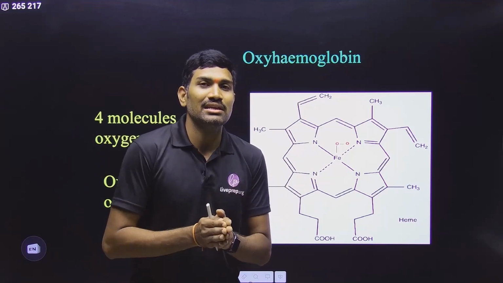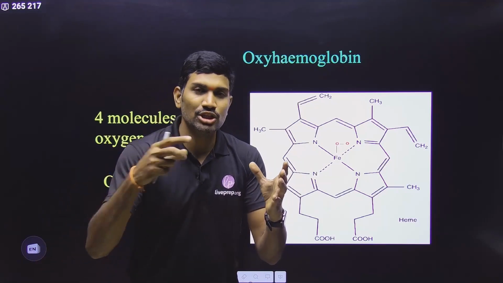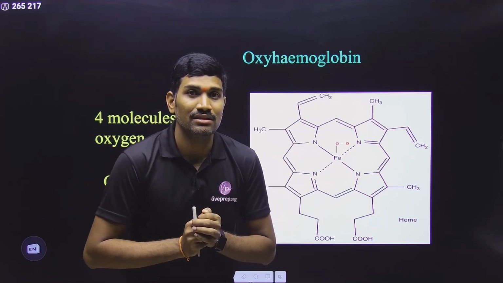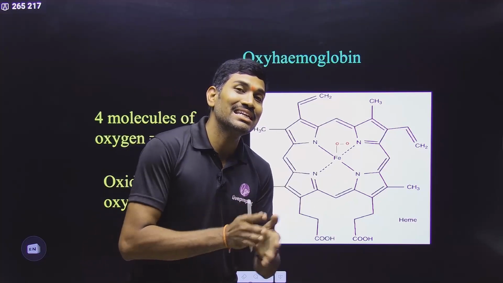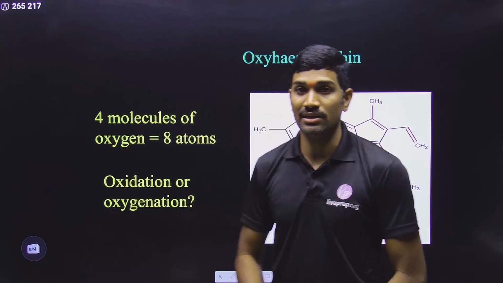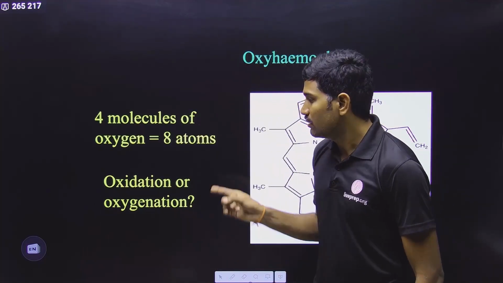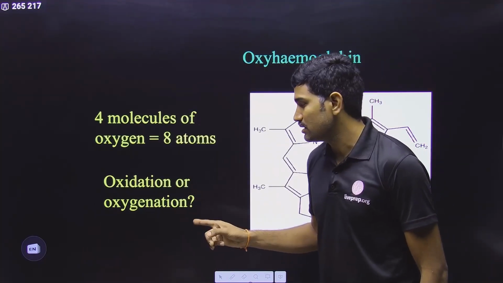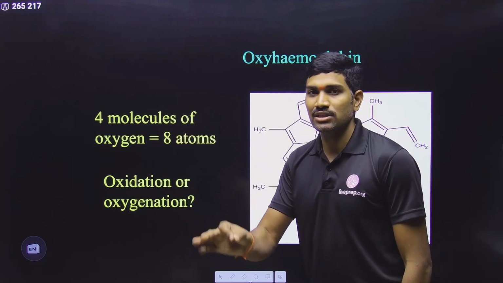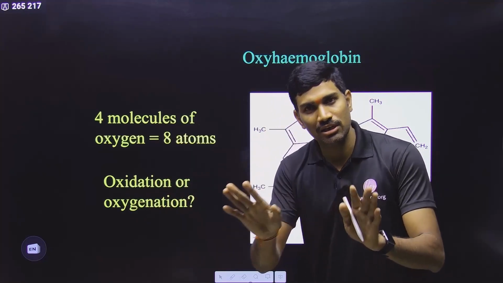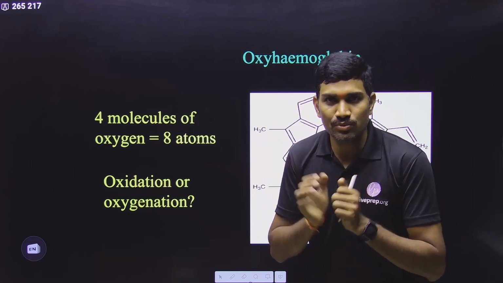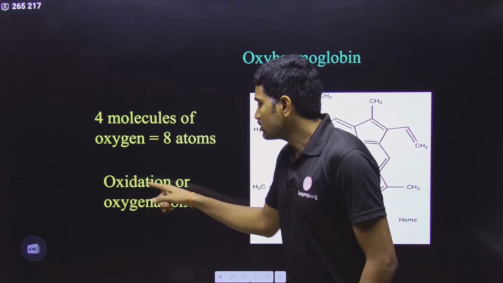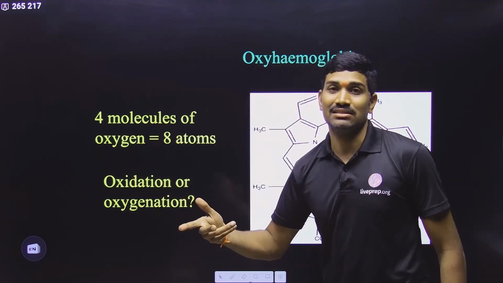But my question is, is the attachment of oxygen to hemoglobin an oxidation process or an oxygenation process? The question is very clear. You need to understand this because it is concept based. Please understand this. Attachment of oxygen to hemoglobin will result in oxyhemoglobin, correct? But during this process of attachment, what happens? Oxidation occurs or oxygenation occurs?